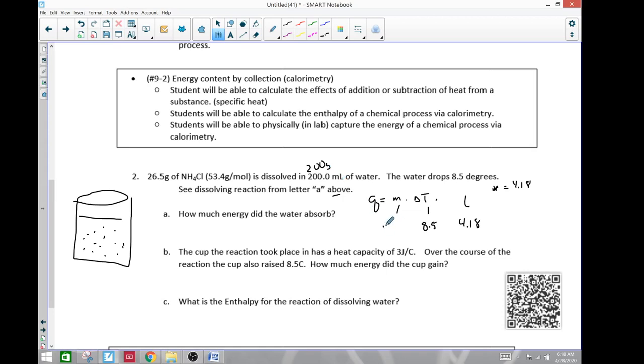This is 200 grams, and this is 226.5 grams. And you solve for Q. Alright, so 226.5 times 8.5 times 4.18 is 8,047. And that's joules.